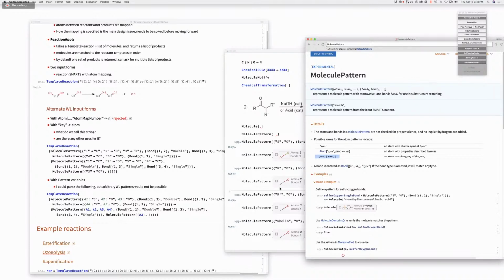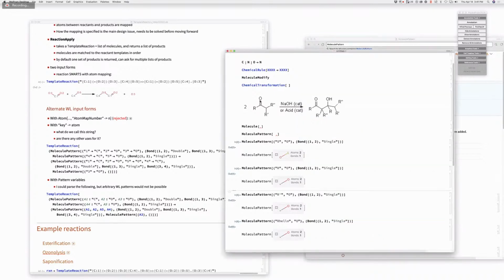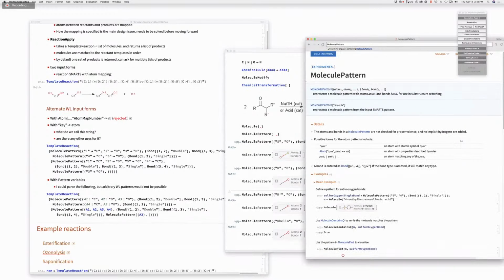Yes. But it doesn't mean a wild card, even though it's represented as a star. Wait, how do you know it doesn't mean a wild card? Because you just told me it didn't. Look, if I want to know whether some random thing with some random functional group hanging off here matches this pattern, can I find that with molecule pattern?